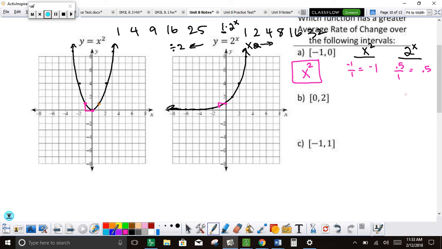Let's choose a different interval. Let's say from 0 to 2. So from 0 to 2, I go up how many over how many? Up 4 over 2, right? So the x squared graph is going to go up 4 over 2, which is going to be a slope of what? 2.